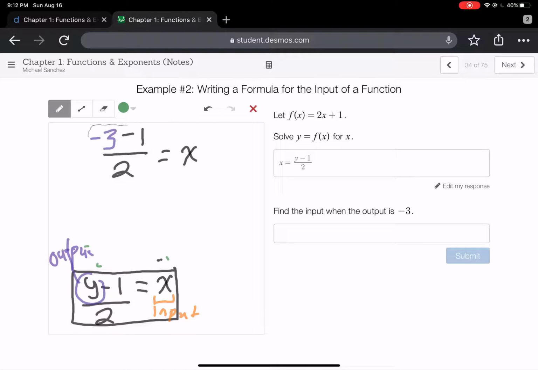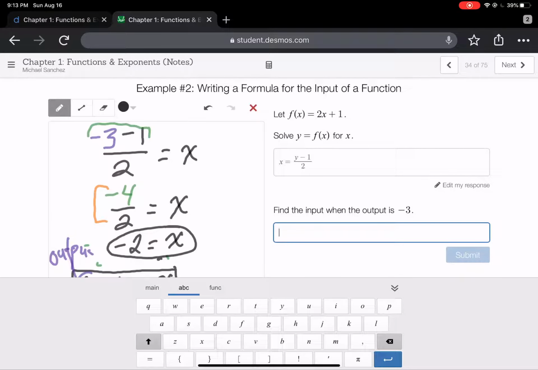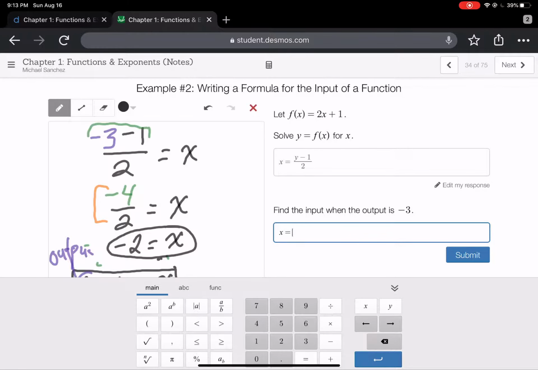Okay, so the first thing I'm going to do is solve the numerator. So I have -3 minus 1. That's -4, over 2 is equal to x. And then I'm going to do the division. -4 divided by 2. That's going to give me x is equal to... positive divided by a negative is a negative. 4 divided by 2 is 2. So my input value is -2. So I'm going to type that over here as x is equal to -2.